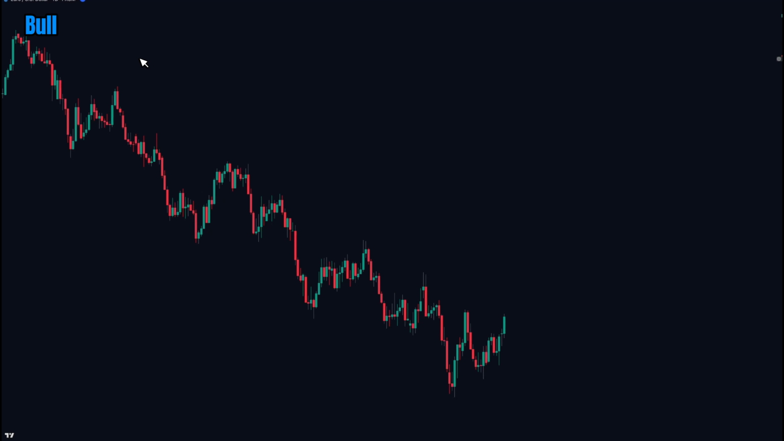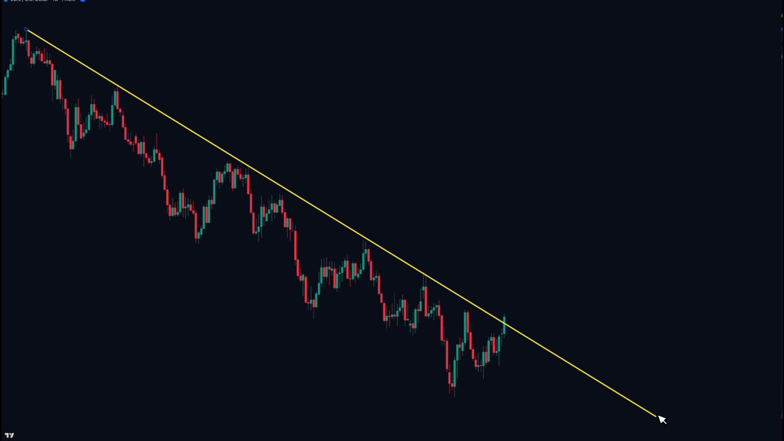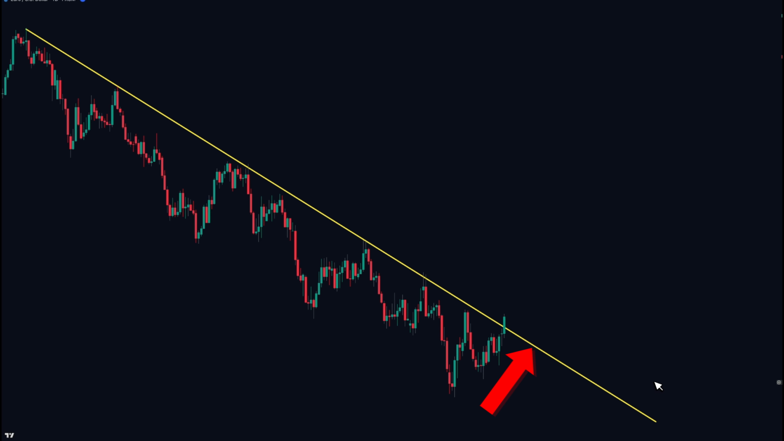Example 2, bullish breakout setup. Now look at this one. The market is trending down, so we draw the trend line above price, connecting the swing highs. Suddenly price fails to make a new low and starts forming higher lows. Then it breaks above the trend line. That's a sign that buyers are stepping in, and a possible long opportunity is forming.